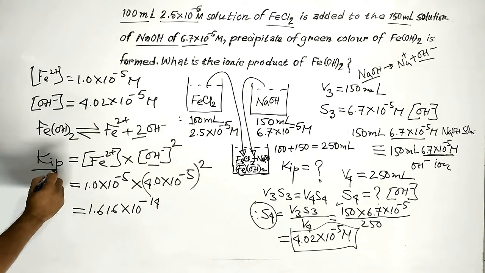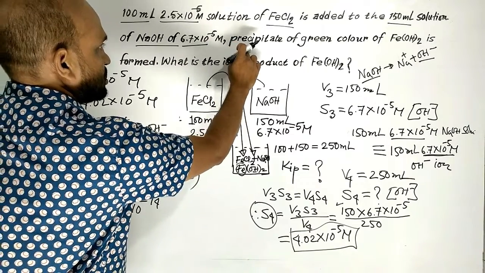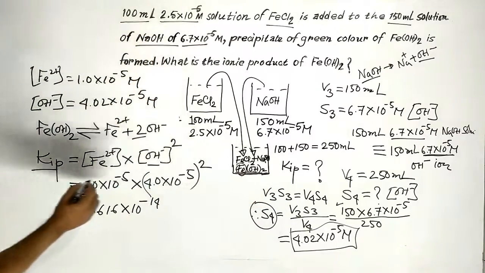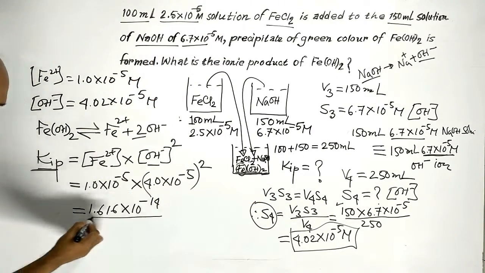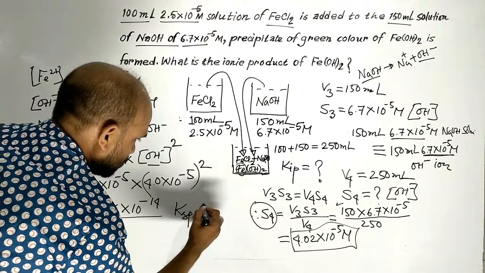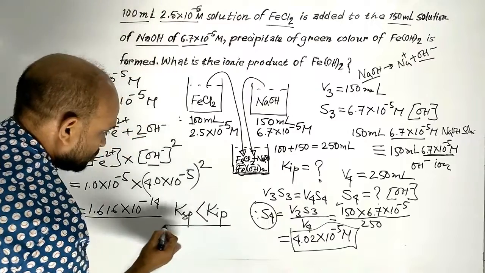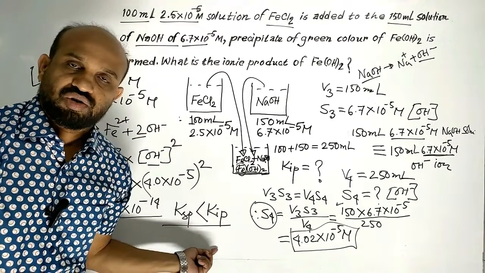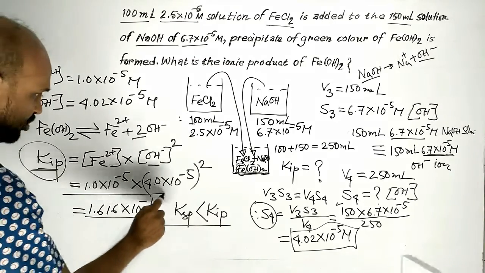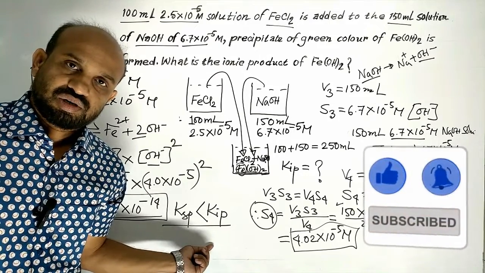This is ionic product of ferrous hydroxide in the solution, which indicates precipitation of green color of ferrous hydroxide. It means solubility product of ferrous hydroxide will be less than ionic product of ferrous hydroxide. That is why precipitation occurs. So this is ionic product of ferrous hydroxide and precipitation occurs.